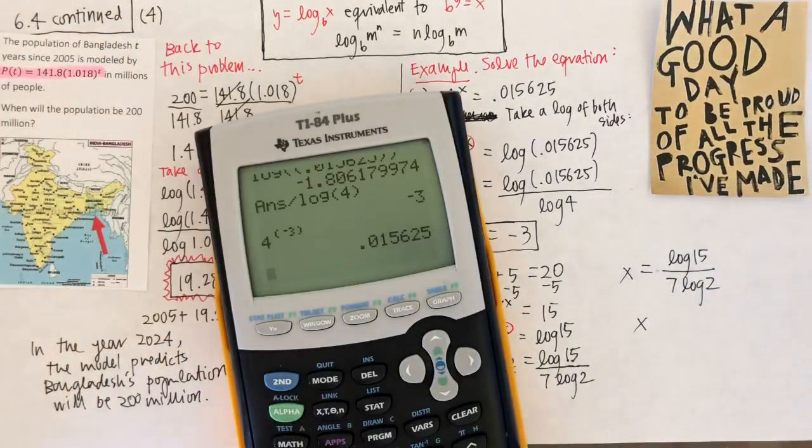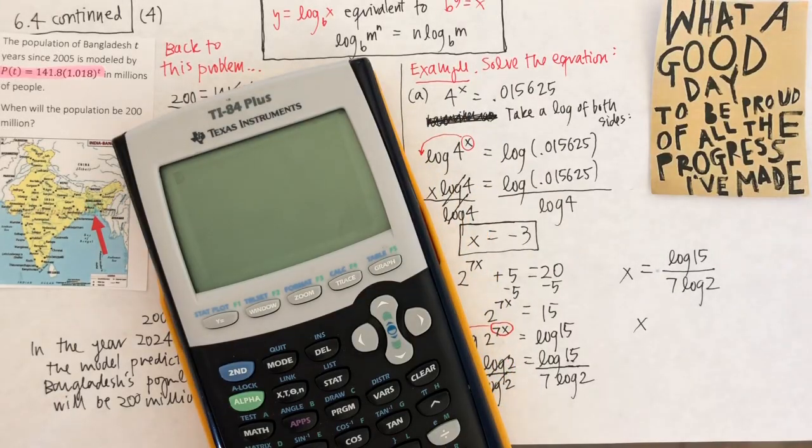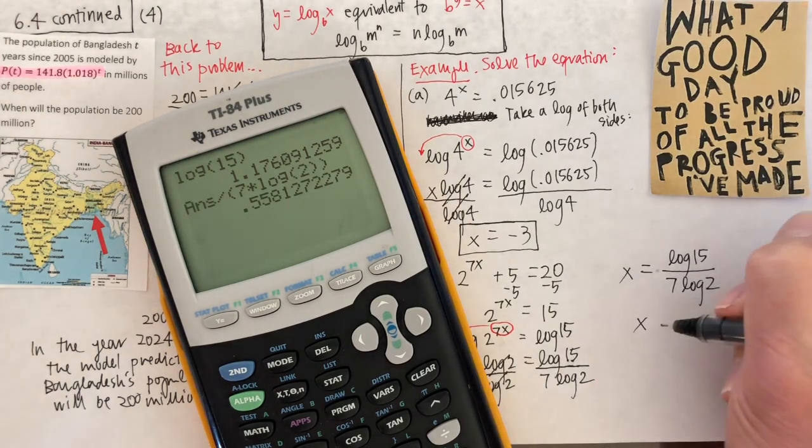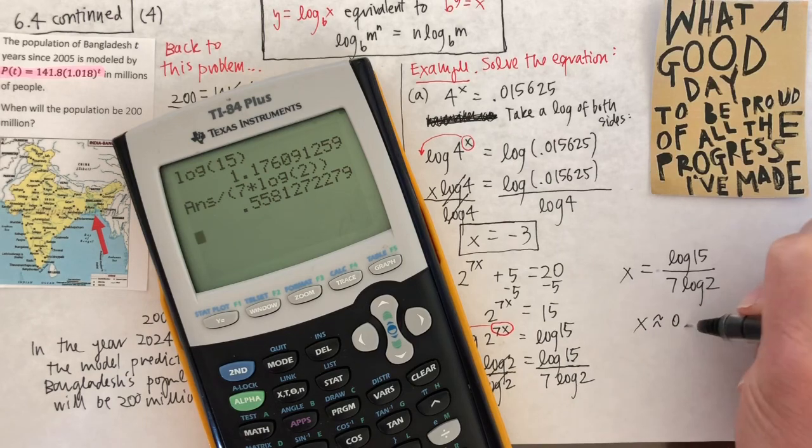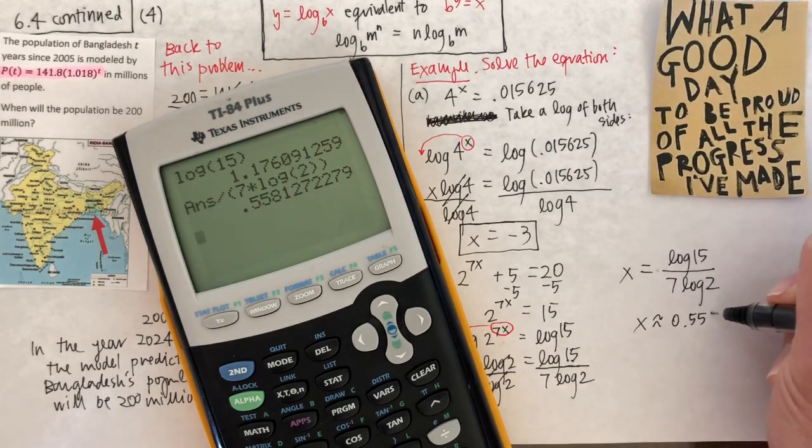And I'll do that on my calculator. So log of 15, and then I'm going to take that number and divide it by parentheses 7 times log of 2. And I get x is about 0.55813. I've solved the equation.